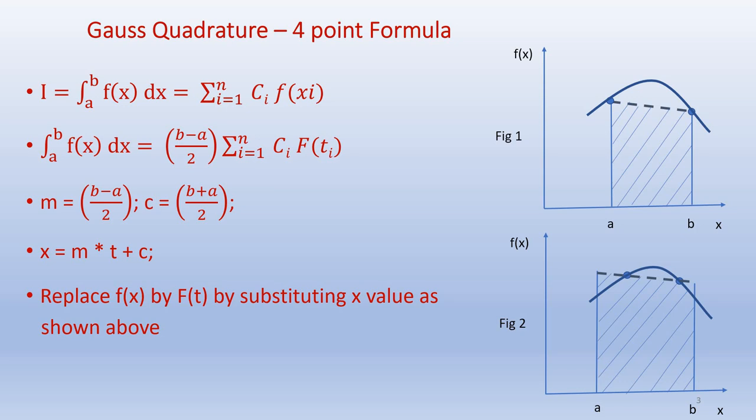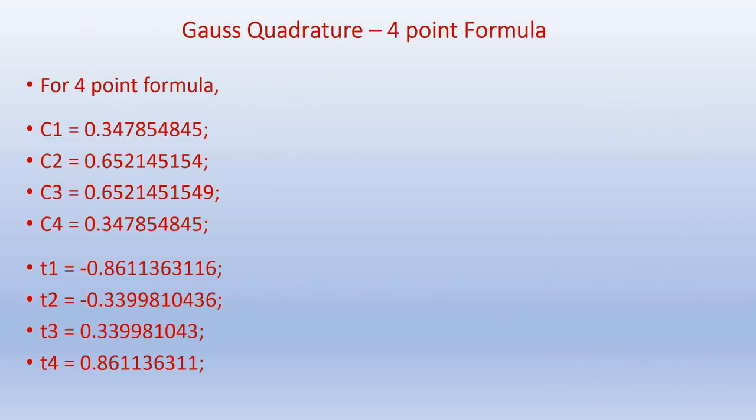Here we replace f of x by F of t by substituting the x value, which is x equals mt plus c, into the f of x equation. For the Gauss Quadrature 4-point formula, the constants c1 to c4 are given as shown, and these are fixed. The Gauss Quadrature points t1 to t4 are also fixed and are given as shown.